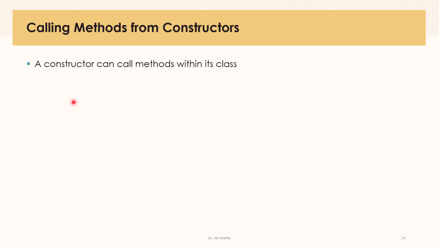Sometimes the class has a method where the code inside this method is the same as the code inside the constructor. So why do we repeat the code? Why don't we just call that method internally within the constructor? Let me show you an example.